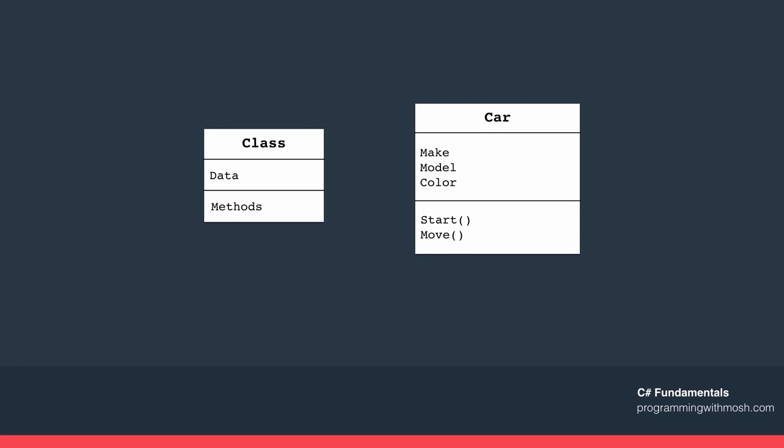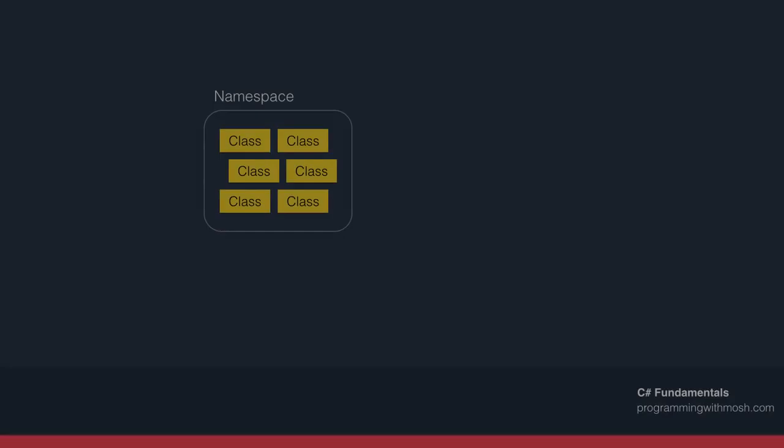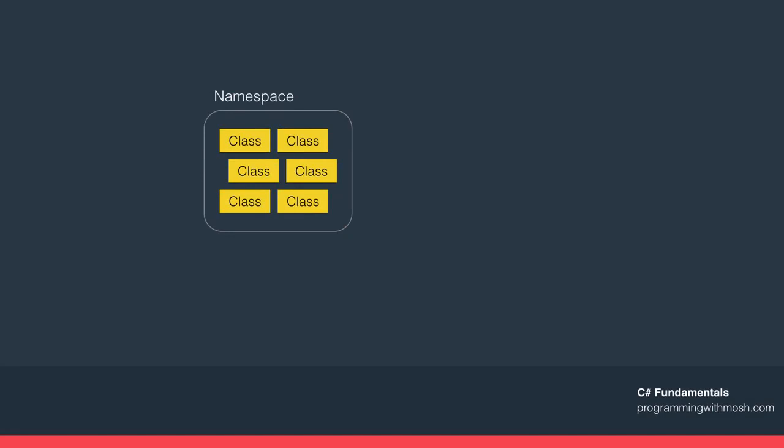In a real-world application, we have tens, hundreds, or even thousands of classes, each class responsible for a piece of functionality. An example of that is classes that are responsible for getting the data from the user, processing the data, and displaying something to the user. Now, as the number of classes in an application grows, we need a way to organize these classes. That's where we use a namespace. So a namespace is a container for related classes.